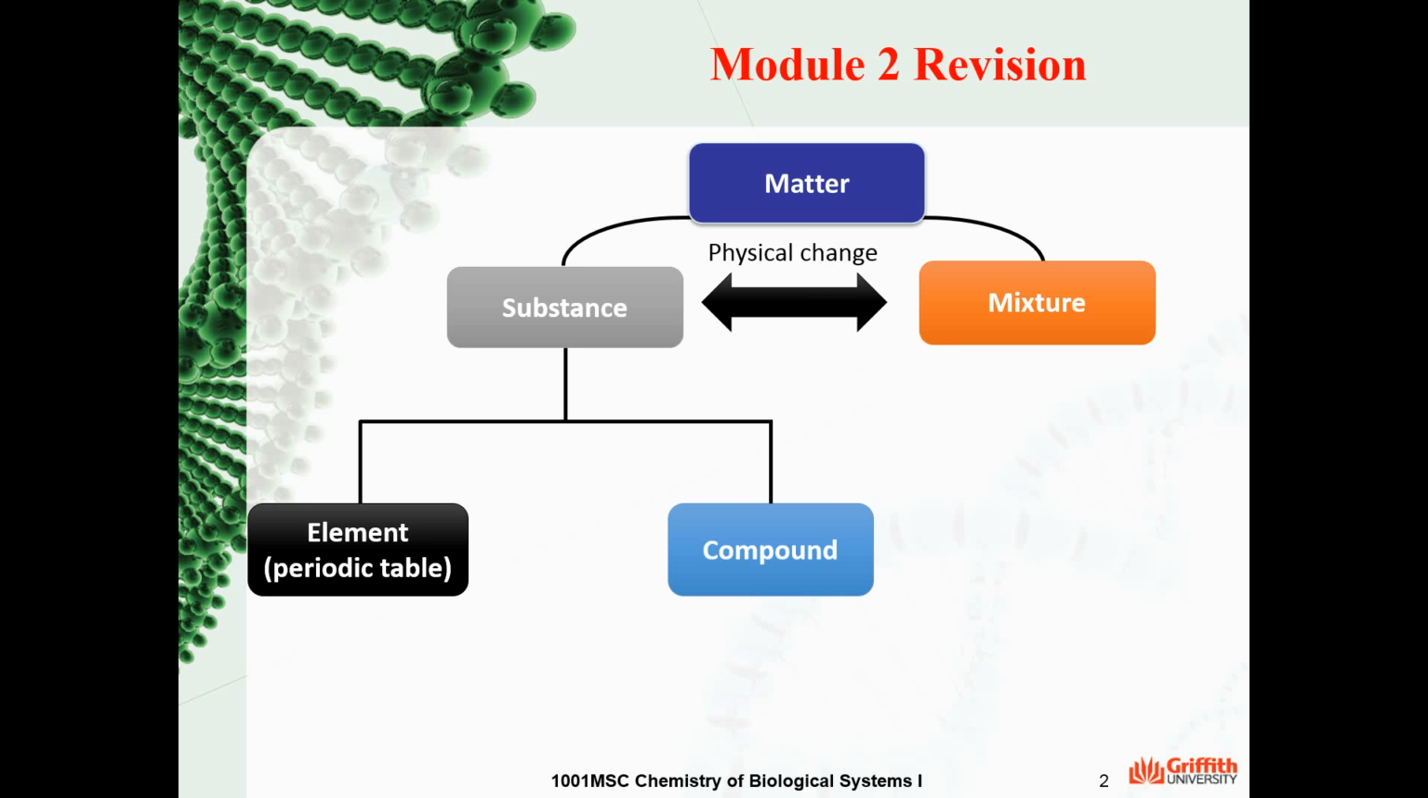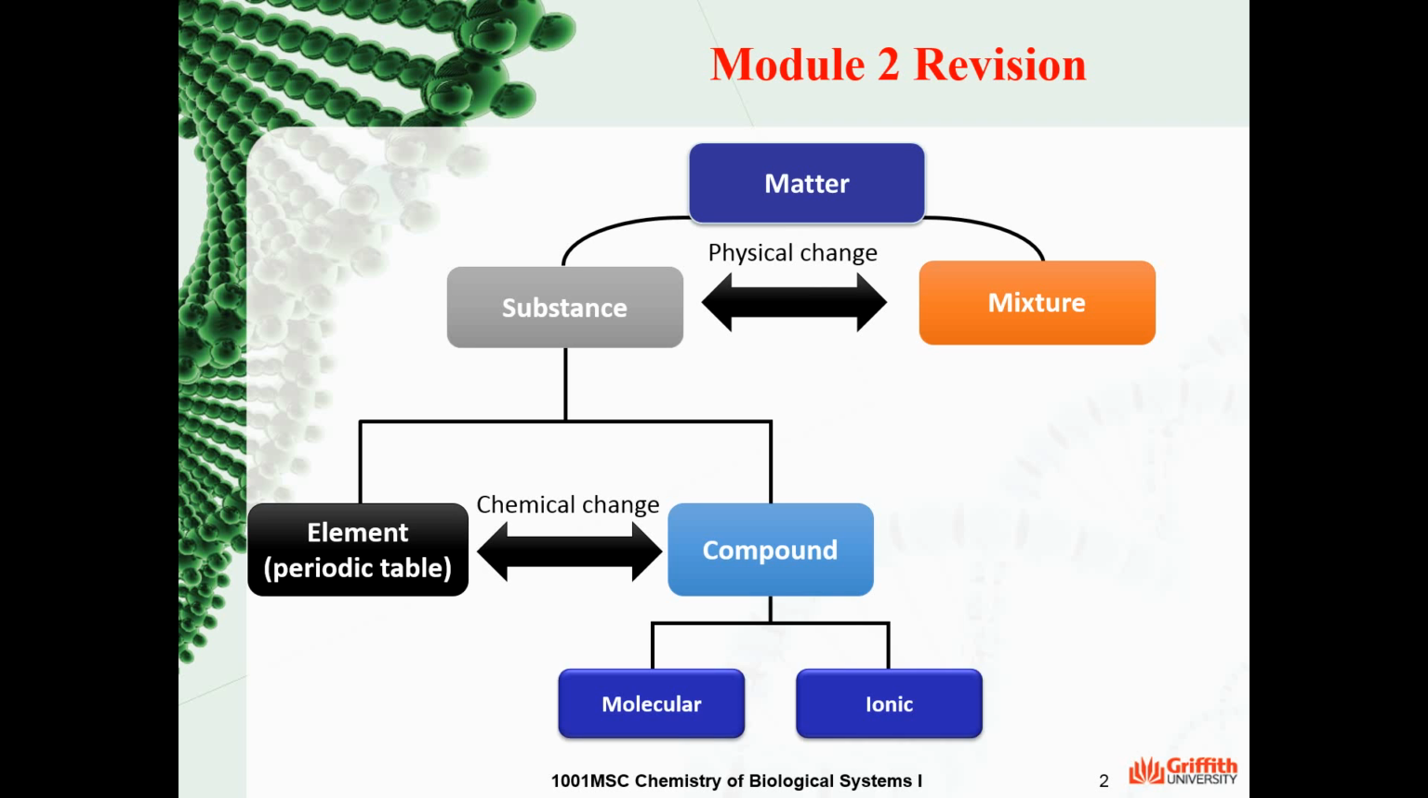Substances can be either an element or a compound. We then discussed the elements and introduced the periodic table. Elements can join together to form a compound in what we call a chemical change. Compounds can also break down into their elements in a chemical change too. We have two types of compounds, molecular and ionic. We also have two types of mixtures, homogeneous and heterogeneous.